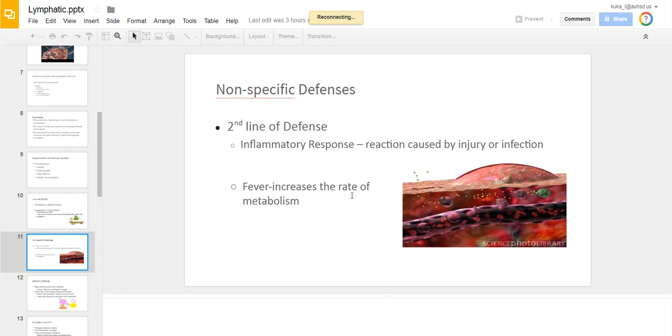It also increases the rate of metabolism, so reactions will happen quicker, your heart beats faster, and so that gets your blood circulating faster. We get white blood cells to the area of the infection a lot quicker.